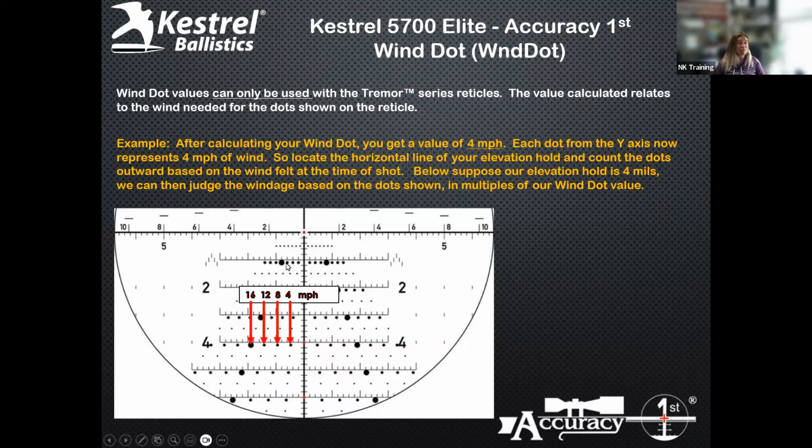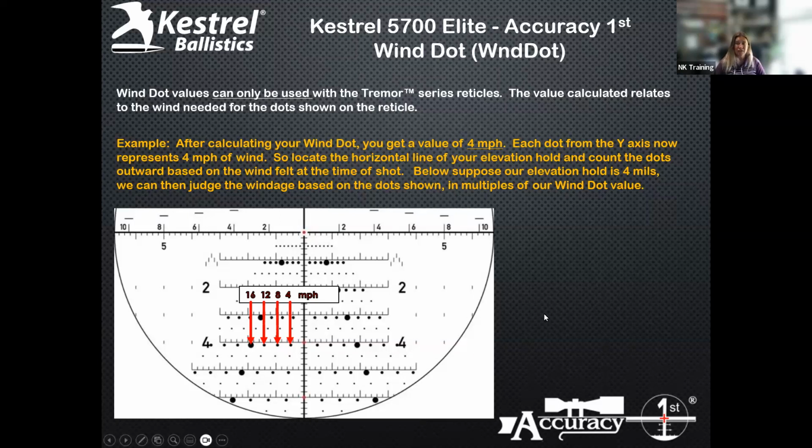If you have a 14 mile per hour wind, you would bracket between the 16 and the 12, right? Same with now you're shooting at 4 mils, you have a 14 mile per hour wind, you're going to put the target right in between these two right here and send it. So you're bracketing those winds. But these wind dots are a nice quick way for you to know.